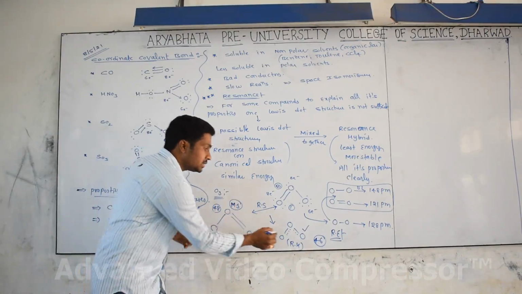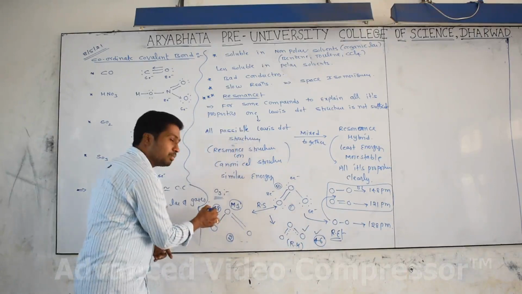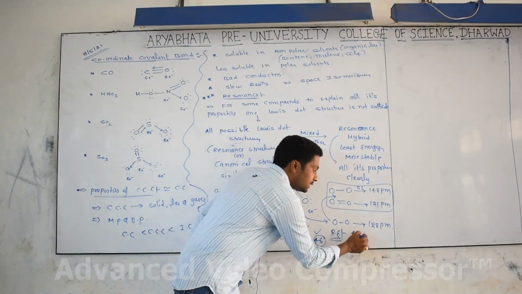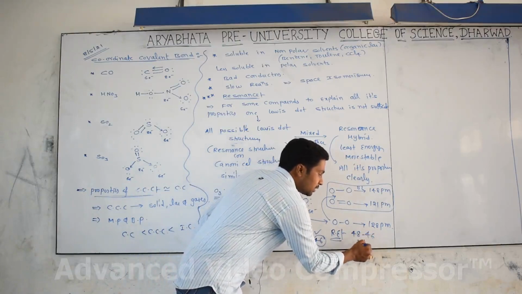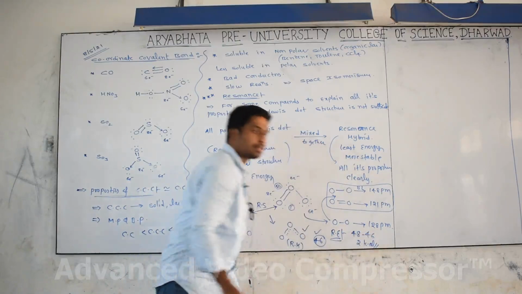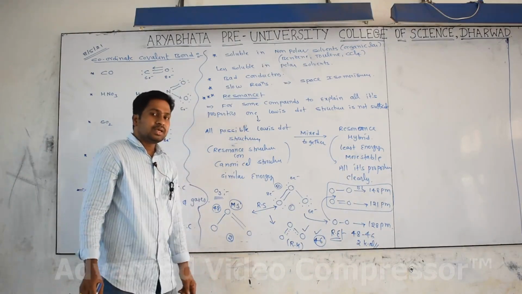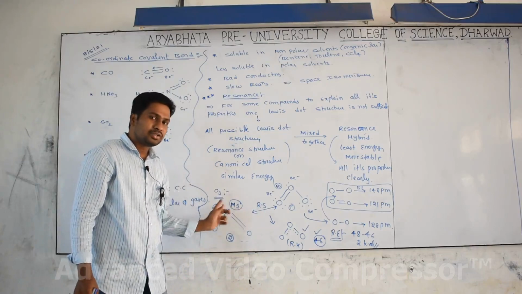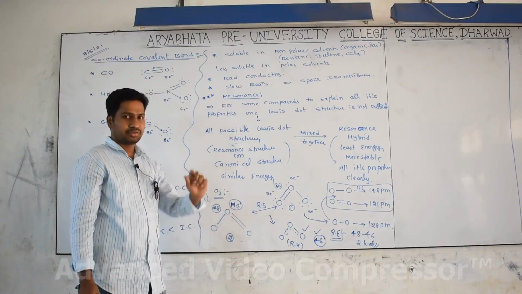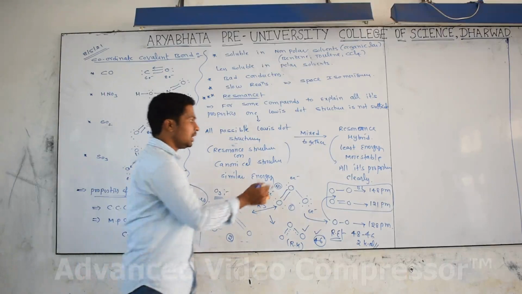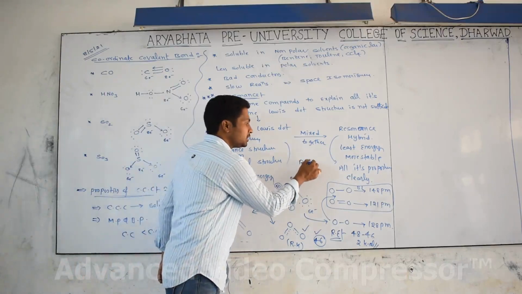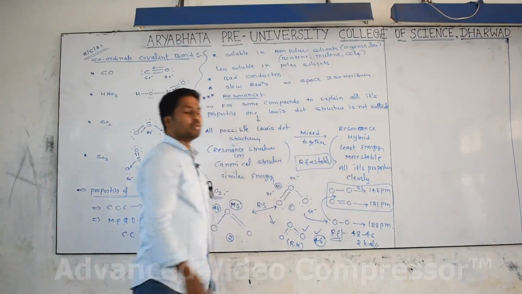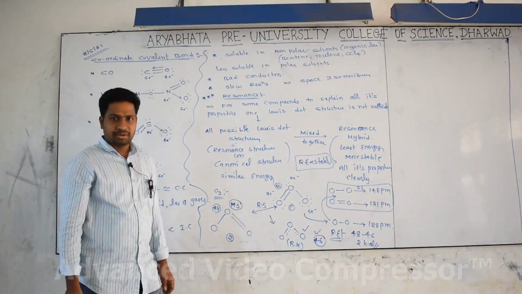So the energy difference between the resonance hybrid and the most stable canonical structure is how much? 48 minus 46, so 2 kilocalories of energy. Resonance energy means the energy difference between the most stable canonical structure, or resonance structure, and the resonance hybrid. That difference is called the resonance energy. I will tell you one point here: resonance energy is directly proportional to the stability of the molecule. So the more the difference, the more the stability.